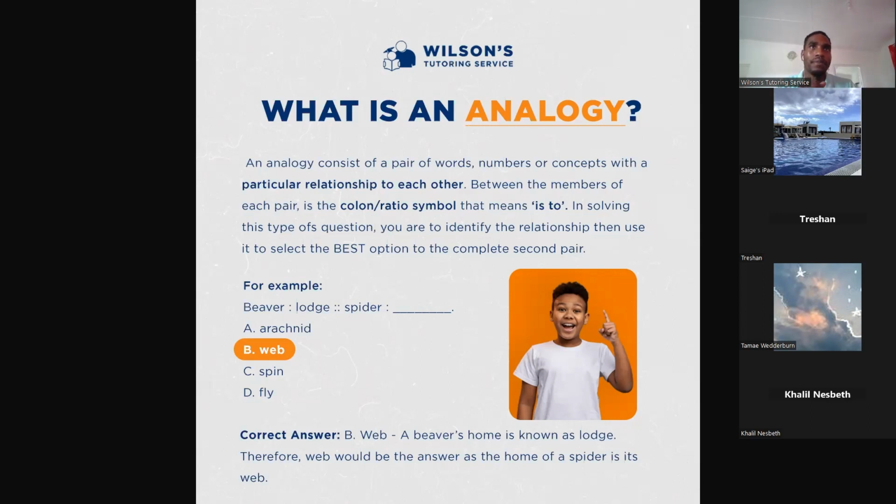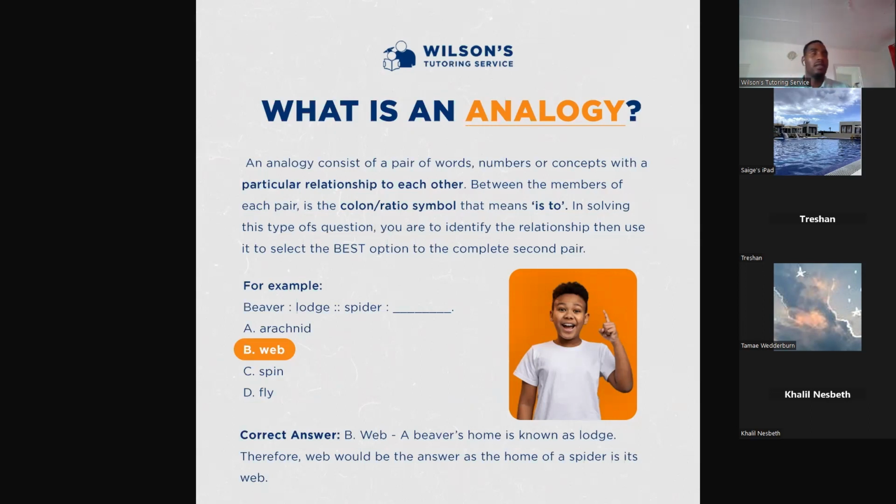Take, for example, beaver, log, and this one, it says spider, web. Now the answer says that web, the answer is web, because a beaver's home is known as a lodge. Therefore, web would be the answer, as the home of a spider is its web.